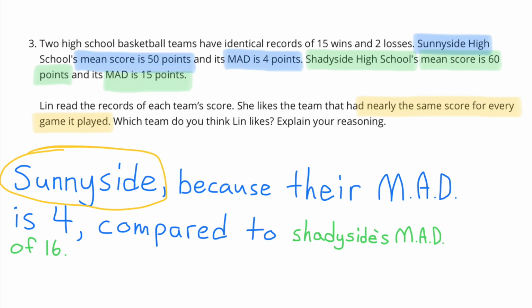Lynn likes Sunnyside High School because their MAD is 4, compared to Shadyside's MAD of 16. This means that Sunnyside High School's basketball scores are always within 4 points of 50 points. So they almost have the same score every time, compared to Shadyside High School, who's usually within 16 points of scoring 60.